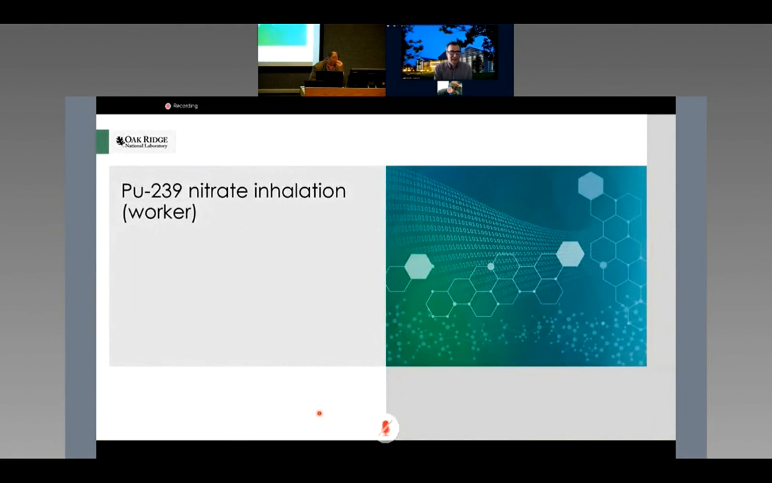Okay, and then the last case, since this audience is kind of interested in plutonium, we'll look at a plutonium-239 nitrate inhalation. Inhalation cases are fun. They're more fun than ingestions. And I'm going to start with another one of those animations. This is inhalation in a worker.